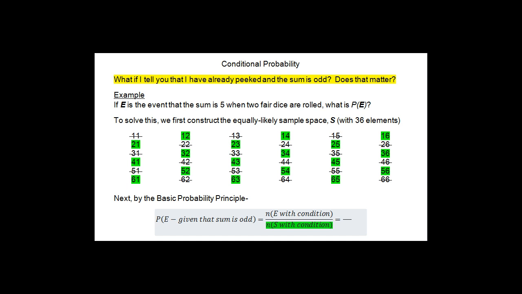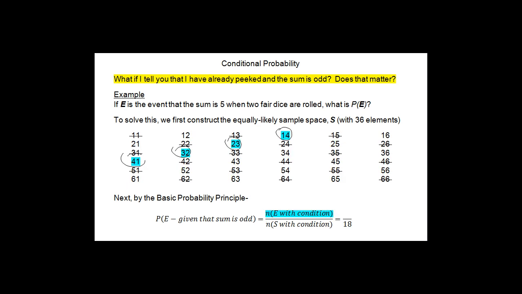Well, what did they change to? It's actually pretty easy to see here that the numerator did not change. It might have, but it didn't, because none of the sums of 5 got marked out. So the 1,4; 4,1; 3,2; and 2,3 did not change. They happened not to get knocked out of the sample space. But the denominator did. The denominator changed to 18 because half of these sums are even and they're not under consideration once I know the sum is odd.